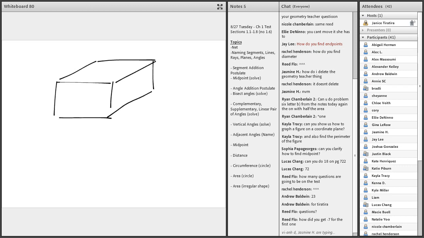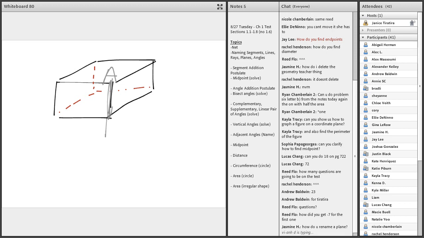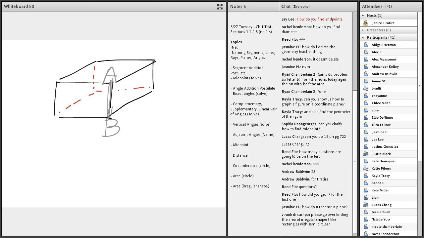So let's do red for the back. So this is a good rectangular prism. It's just a box. And let's call this point AB, right? A and B. So that's a segment technically, but it's also a line that keeps going because planes go forever.